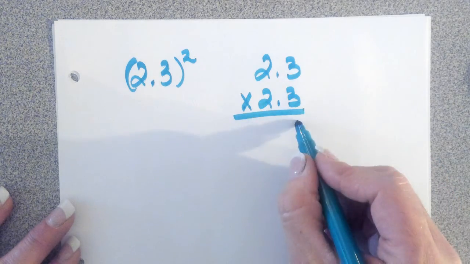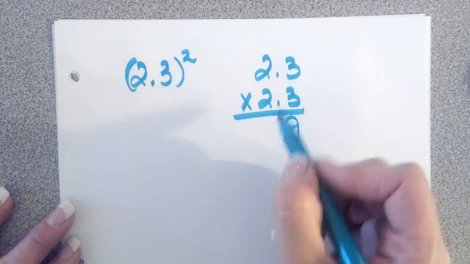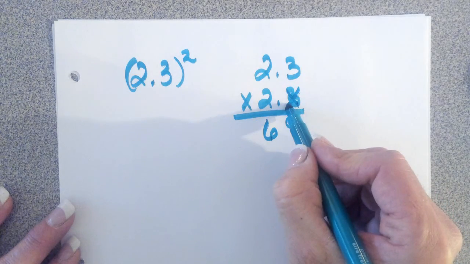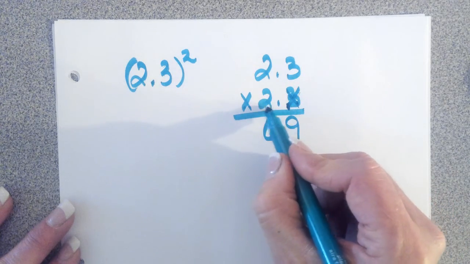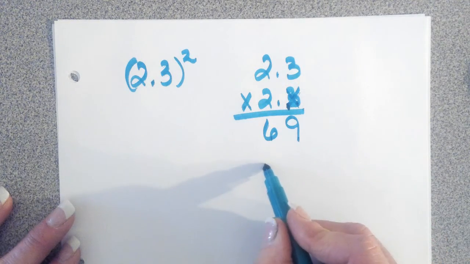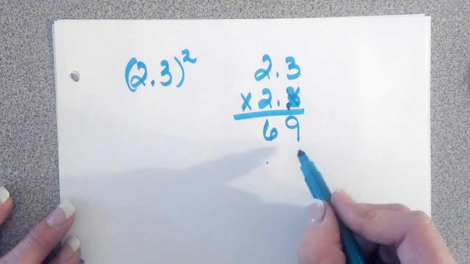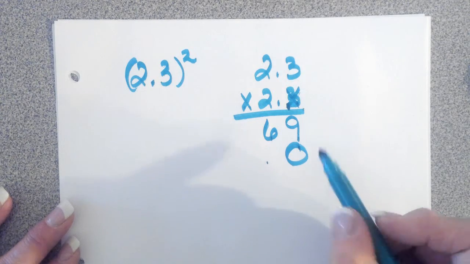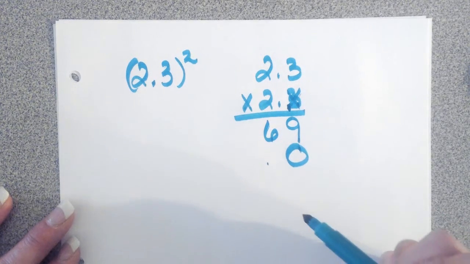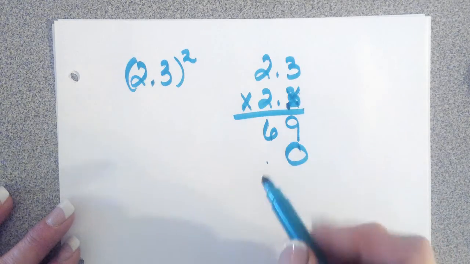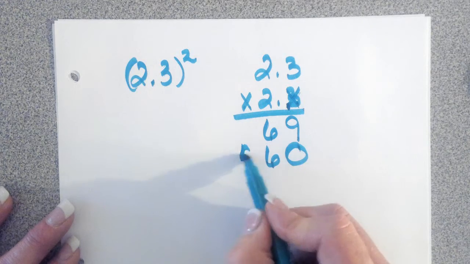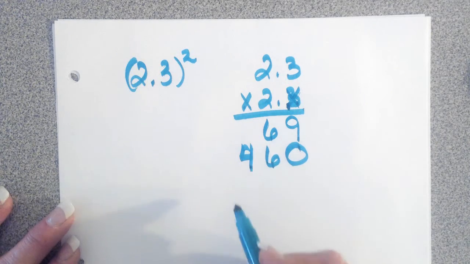3 times 3, 9. 3 times 2, 6. Now, I'm done with this 3, so I cross it out, and I'm moving to the next place over. So I need to start where that place is here. So as a placeholder, I put a 0. We sometimes call that laying an egg. Scratch, scratch, lay an egg. Okay, 2 times 3 is 6, and 2 times 2 is 4. Oops, sorry about that, 4.